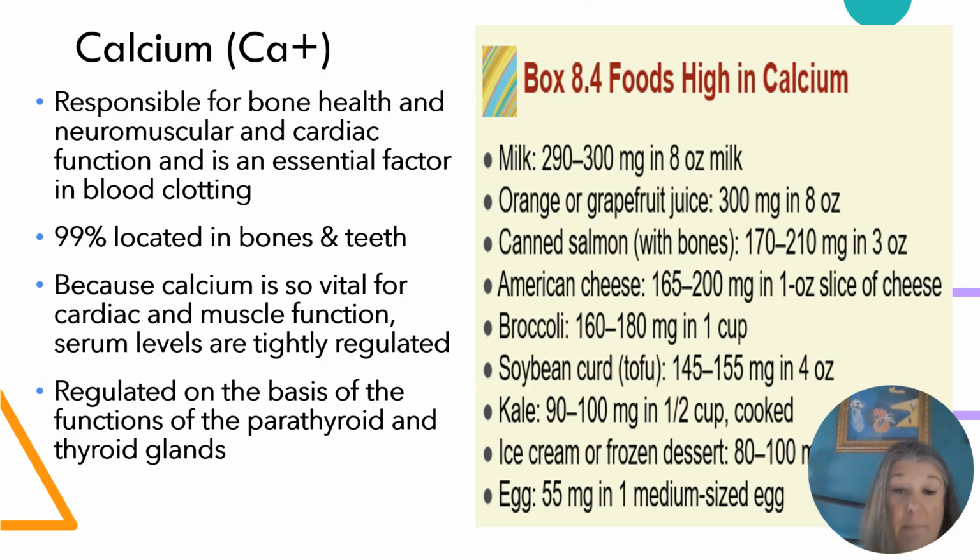All right, we're going to talk about calcium, foods high in calcium. One of the crazy things on there is orange or grapefruit juice is 300 milligrams in 8 ounces, and that's the same as milk, which I thought was really interesting. Also, canned salmon with bones in particular, 210 milligrams. Broccoli's on there, soybeans, kale even. And then of course cheese and our dairy products, right?